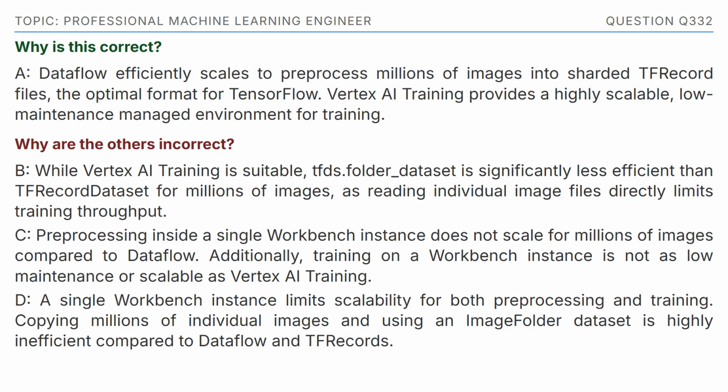Why are the others incorrect? B. While Vertex AI training is suitable, tfds.folder_dataset is significantly less efficient than TF record dataset for millions of images, as reading individual image files directly limits training throughput. C. Pre-processing inside a single workbench instance does not scale for millions of images compared to Dataflow. Additionally, training on a workbench instance is not as low maintenance or scalable as Vertex AI training. D. A single workbench instance limits scalability for both pre-processing and training. Copying millions of individual images and using an image folder dataset is highly inefficient compared to Dataflow and TF records.